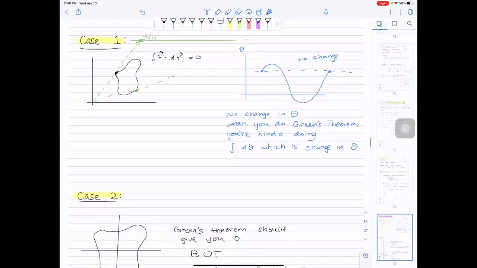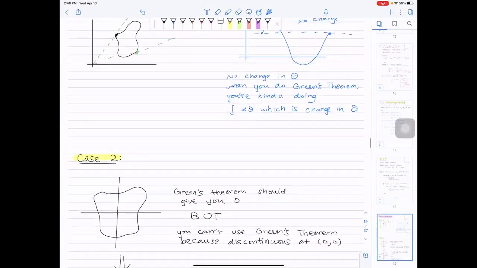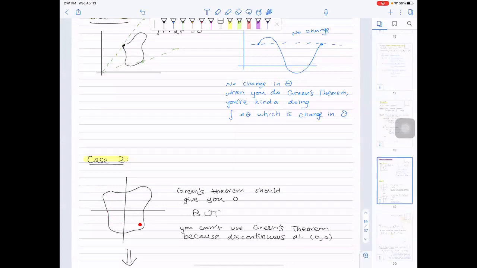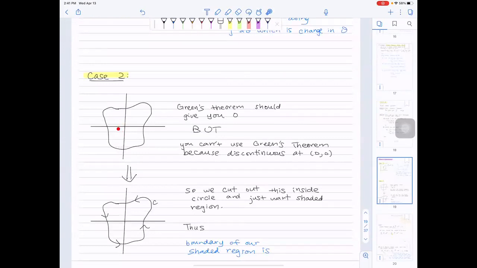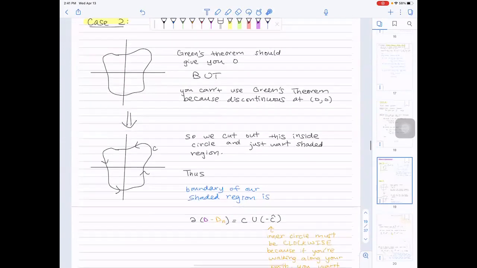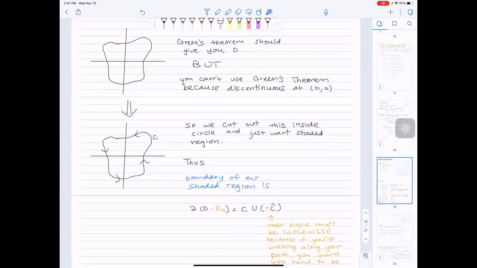However, case 2 is where, and this was mentioned in the videos, he has this other curve. The only difference now is that the origin is in this region. So you can't take this integral because at 0 it would end up being discontinuous. So what he does in the video in order to get rid of that discontinuity is he cuts out a circle.